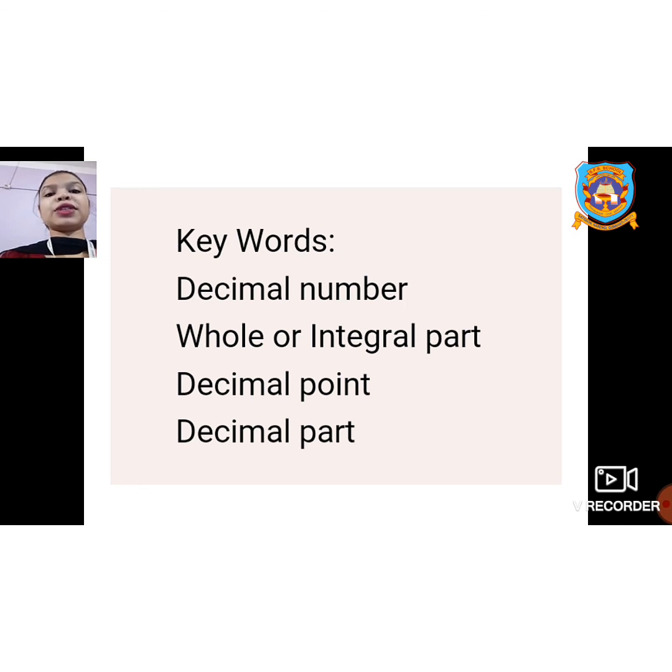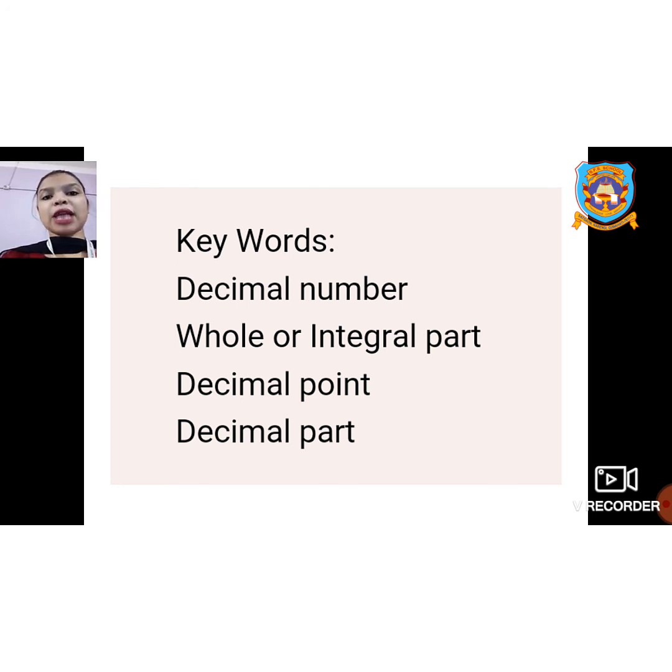The keywords which are very important in the topic of decimals are decimal number. What is a decimal number? Any number that has got a dot is known as a decimal number, like 1.5, 3.9. Whole or integral part represents the number before the point. Decimal point represents the dot, and the decimal part represents the number after the point.